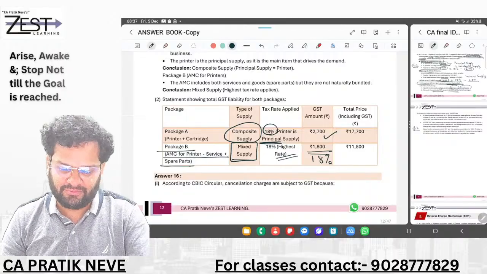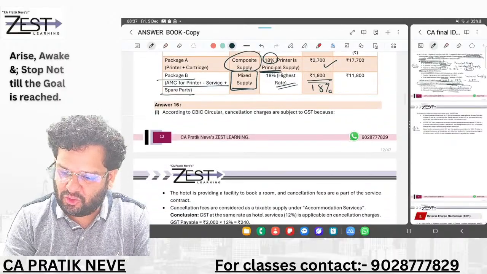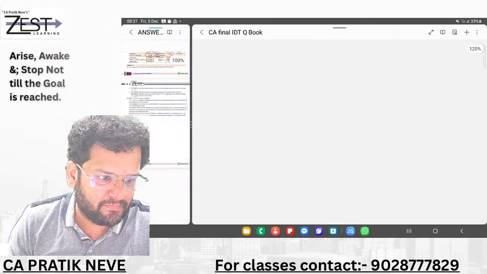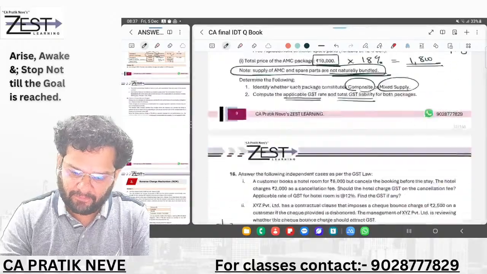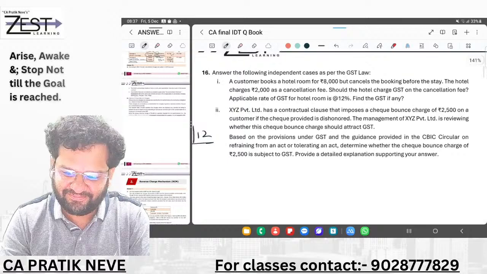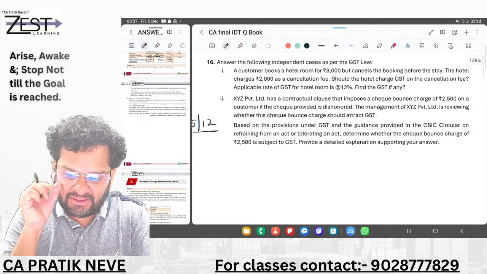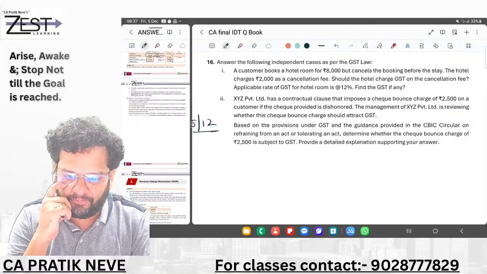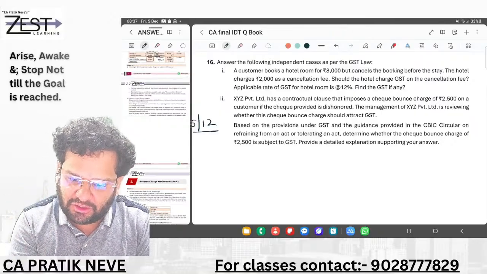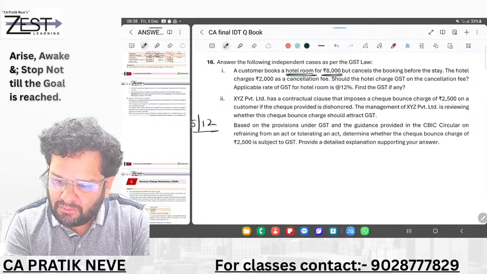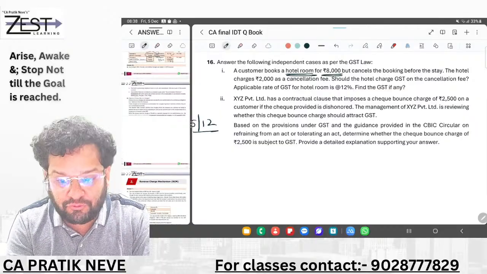Clear all of you? Let's go to last question of this topic. Question number 16. Answer following independent cases as per GST law. Customer books a hotel room for rupees 8,000 but cancels the booking before the stay.